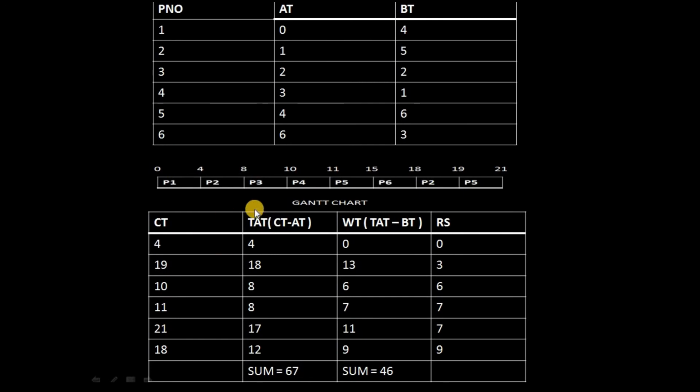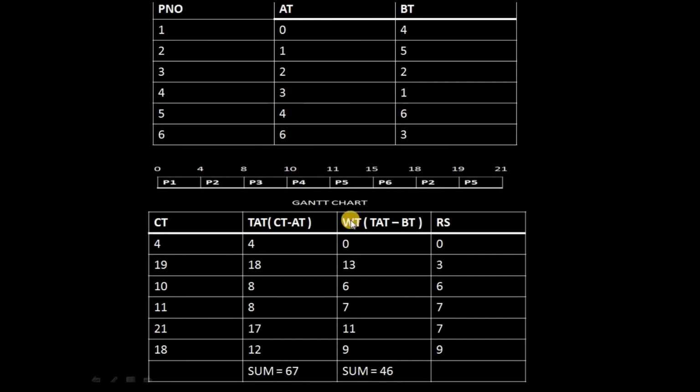So now what is the turnaround time? I told you the turnaround time is equal to completion time minus arrival time. So for the first, completion time is 4, and for the first process, look at here, the arrival time is 0, so 4 minus 0 equals 4. And for the second process, 19 minus 1 equals 18. For third, 10 minus 2 equals 8. For the fourth process, 11 minus 3 equals 8, and so on.